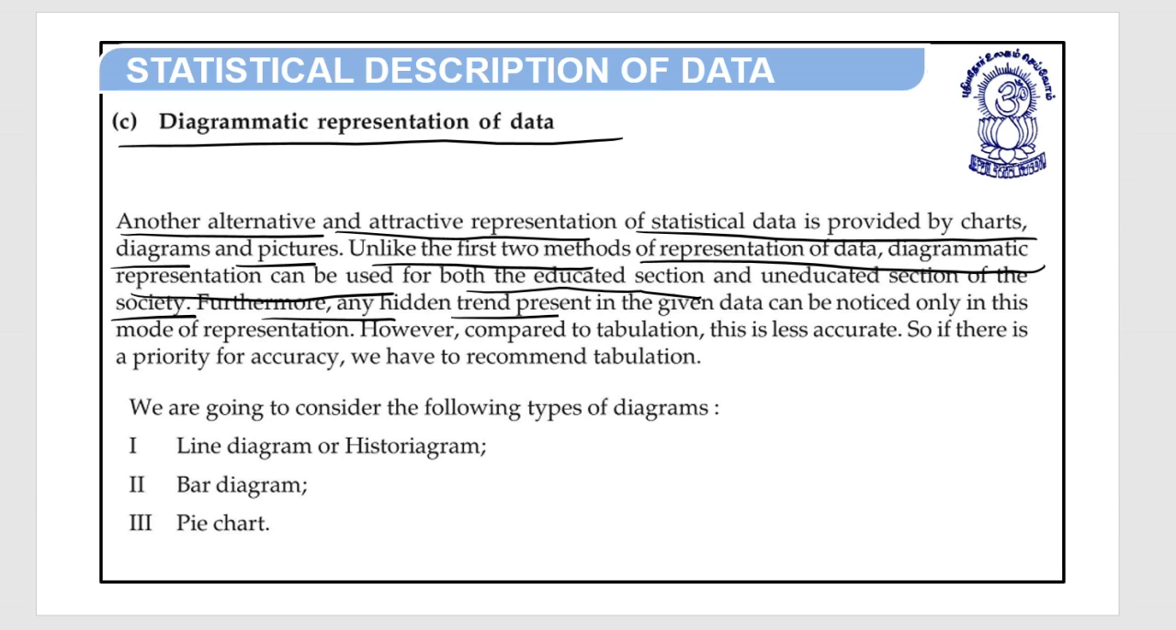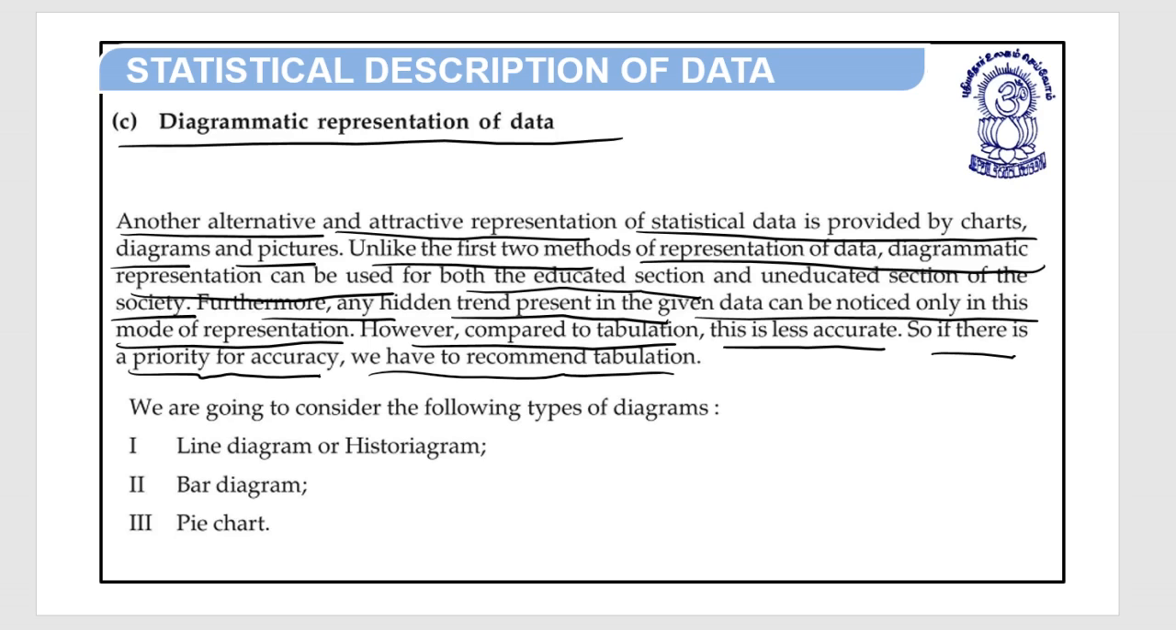Furthermore, any hidden trend present in the given data can be noticed only in this mode of representation. However, compared to tabulation, this is less accurate. So, if there is a priority for accuracy, we have to recommend tabulation. We are going to consider the following types of diagrams. First, line diagram or histogram; second, bar diagram; and third, pie diagram, pie chart.